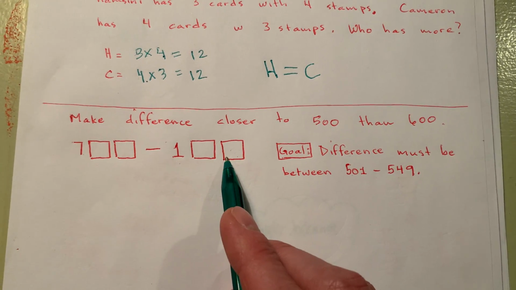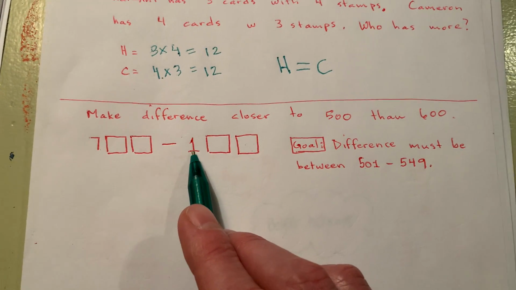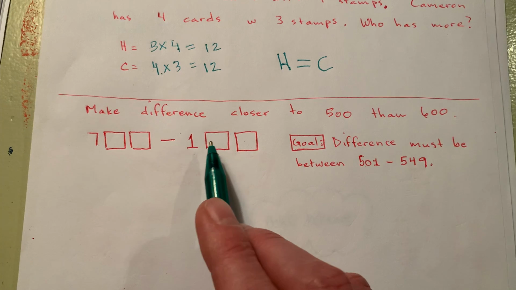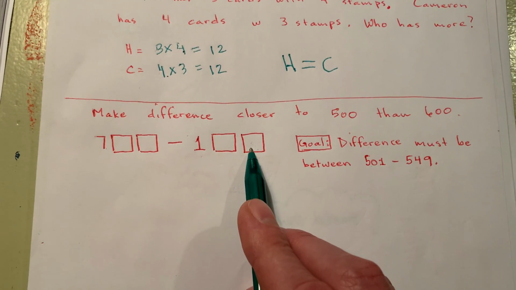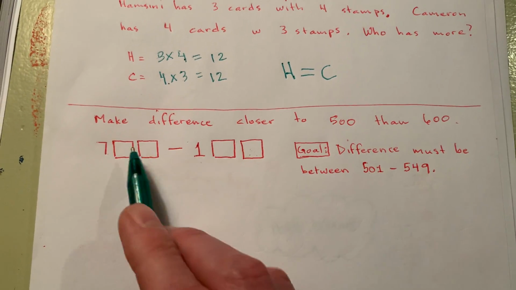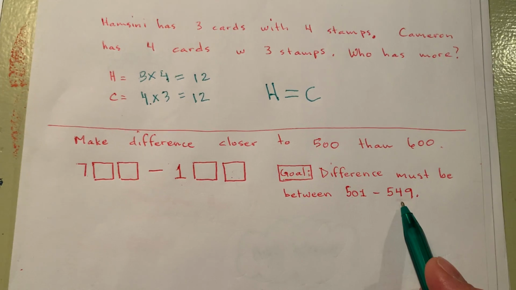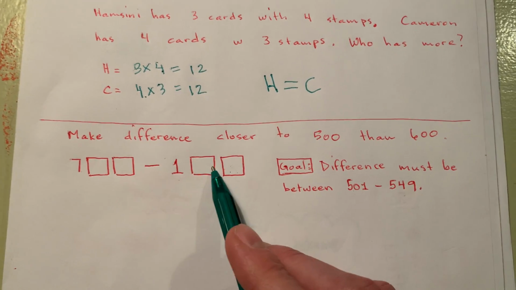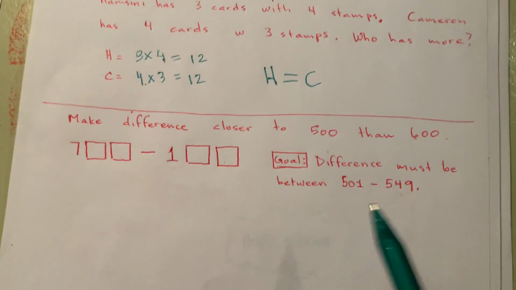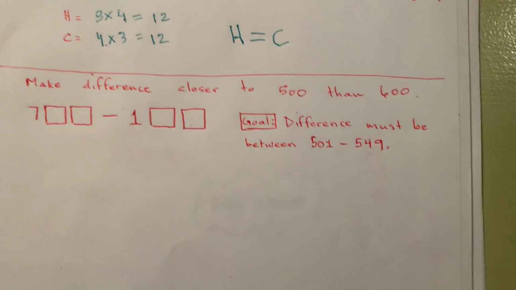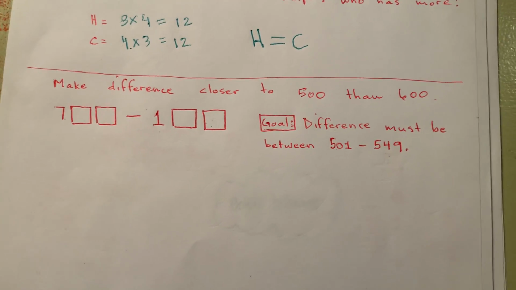Now you could use a different combination here. You don't have to do 199. 151 would be the lowest number that you could use here. 700 minus 151 would take you to that 549 number. Because if you use 150, 700 minus 150, you would end up at 550, which is actually closer to 600.